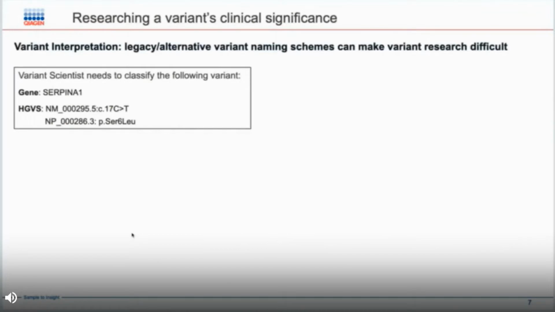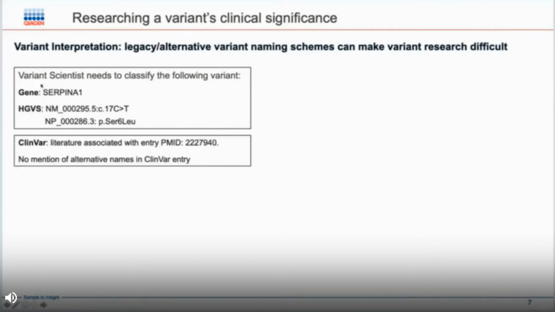And so my first use case is for a variant in a gene that has kind of a difficult naming scheme. It's got legacy and alternative names that can make research kind of difficult. This gene is SERPINA1, and in this use case, a variant scientist would be given this variant to look over and to research. And given the HGVS, the Human Genome Variation Society nomenclature for this variant, I want to present what a workflow might look like.